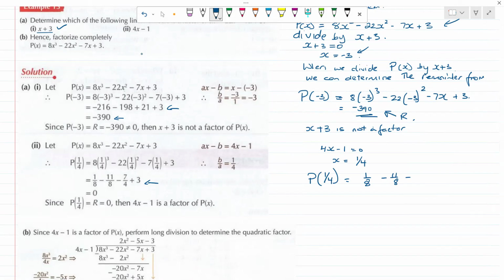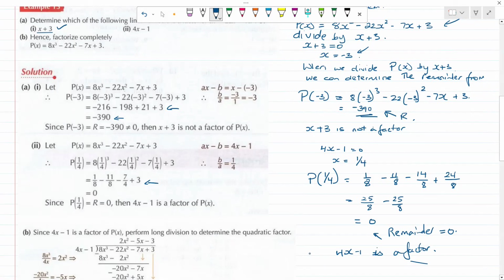Instead of writing 7 over 4, let's write this as 14 over 8. And instead of writing 3, let's write that as 24 over 8. So it's easy for us to work all of these out. So 1 and 24 will give us 25 over 8, and 11 and 14 will give us 25 over 8. So 25 over 8 minus 25 over 8 will give us 0. Now, since there is no remainder, the remainder here is equal to 0. That suggests that 4x minus 1 is indeed a factor.